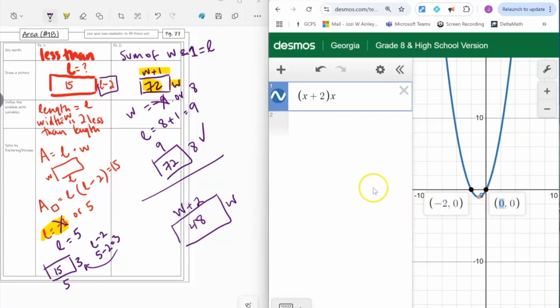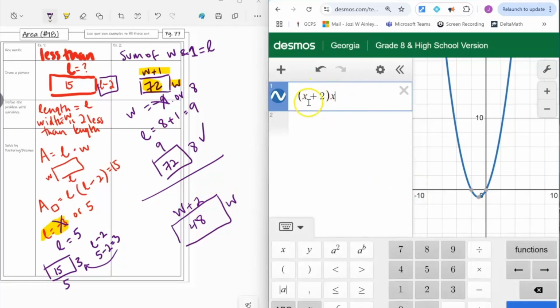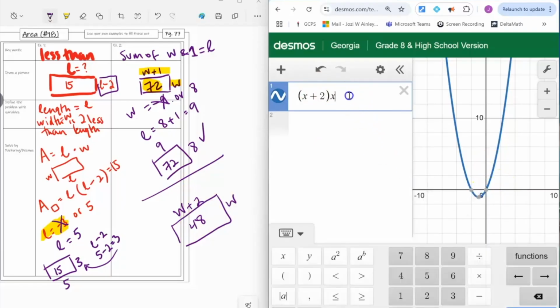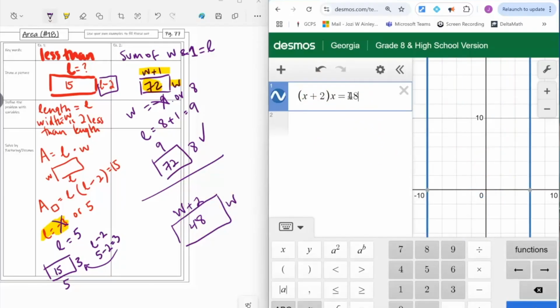Oh, wait, I made a mistake. Something's wrong, because I didn't tell the calculator what this is equal to. When I multiplied length times width, it has to be equal to what? 48. And that's what's wrong, because I can't have a width of 0 and a width of negative. That doesn't make any sense. So I'm going to have to say, hey, calculate minus 48.